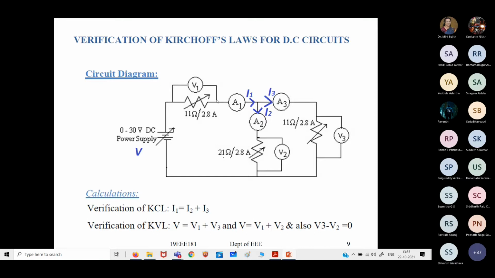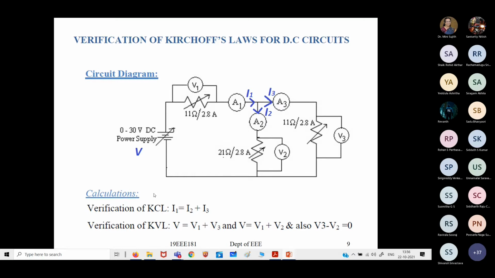These are the voltmeters, which will be measuring the voltage across 11 ohm. V2 is a voltmeter which will be measuring the voltage across 21 ohms. And V3 is the voltmeter which will be measuring the voltage across another 11 ohms. We have 2 11 ohms. And A1, A2, A3 are the ammeters which will be measuring the currents. There is a DC supply. It is a variable DC supply, 0 to 30 volts.